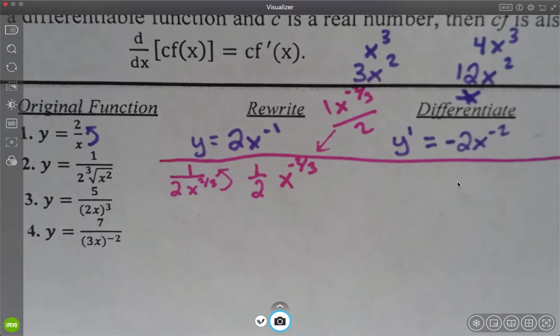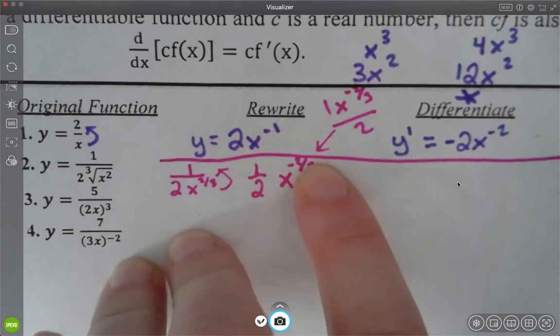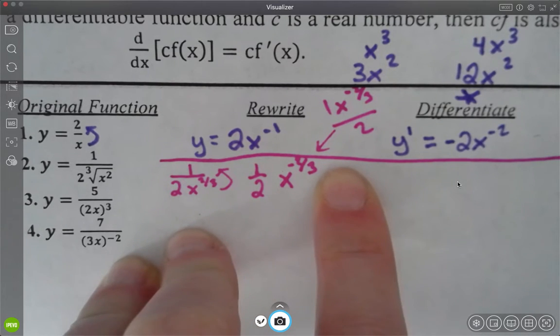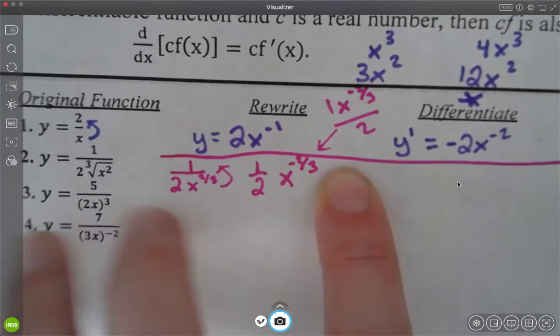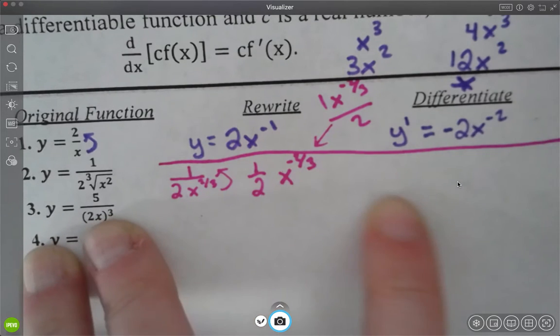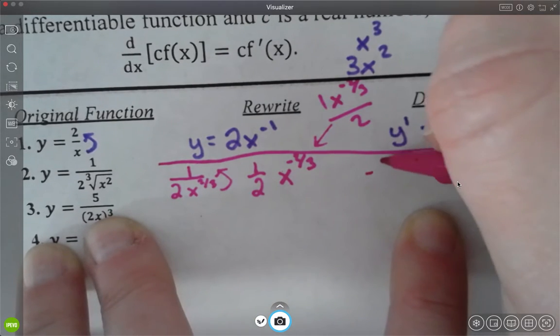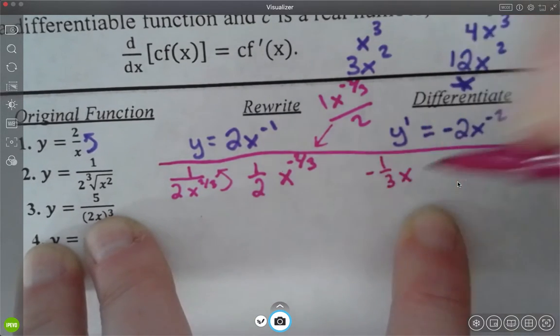Okay? All right, so move the exponent down in front. One half is already down in front. Move the exponent down in front. I have to multiply by 1/2. So what is 1/2 times negative 2/3? Negative 2/6, or the 2's can cancel out, right? How about negative 1/3 x?